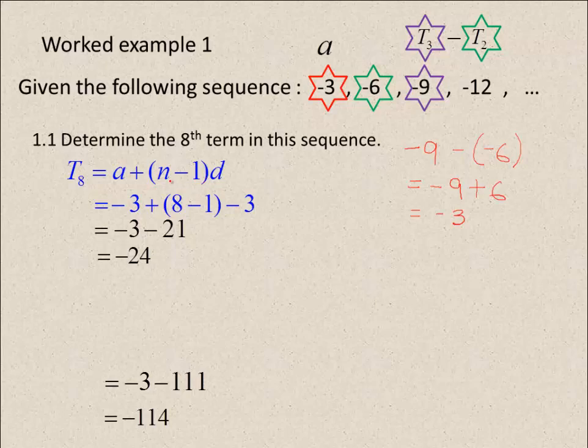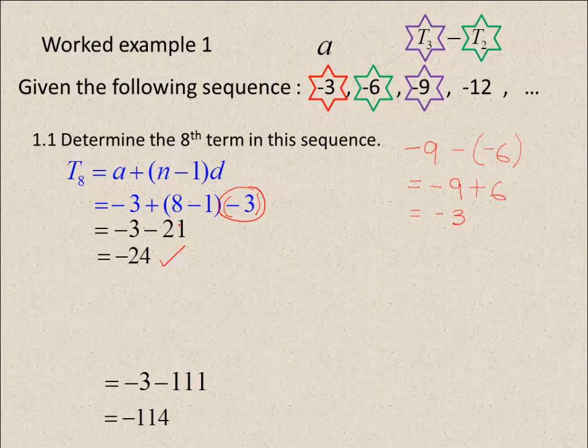And watch what I have over here. A is minus 3, n minus 1, which is 8 minus 1, multiplied by what, guys? Multiplied by negative 3. If you want to make it easier for you, put that in brackets. 8 minus 1 is 7. 7 multiplied by minus 3 is minus 21. Minus 3 minus 21 is equal to negative 24.